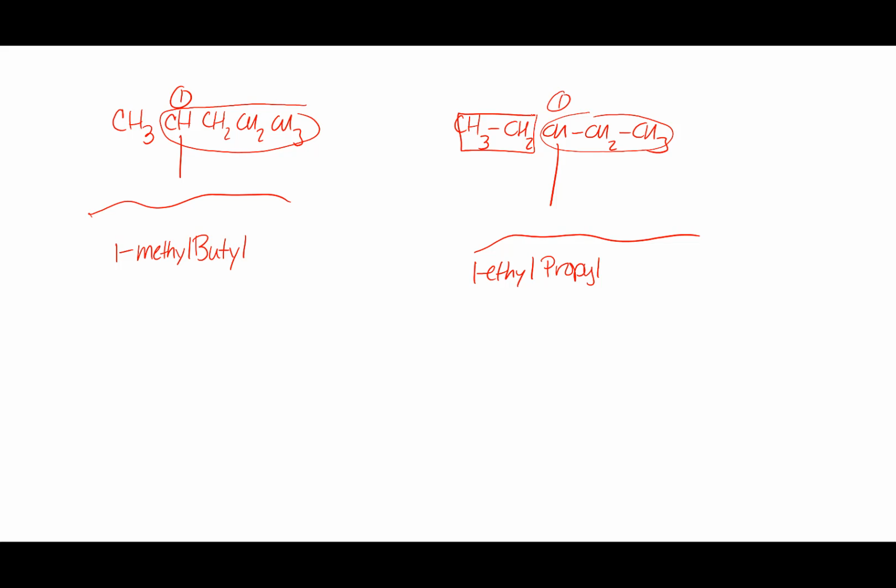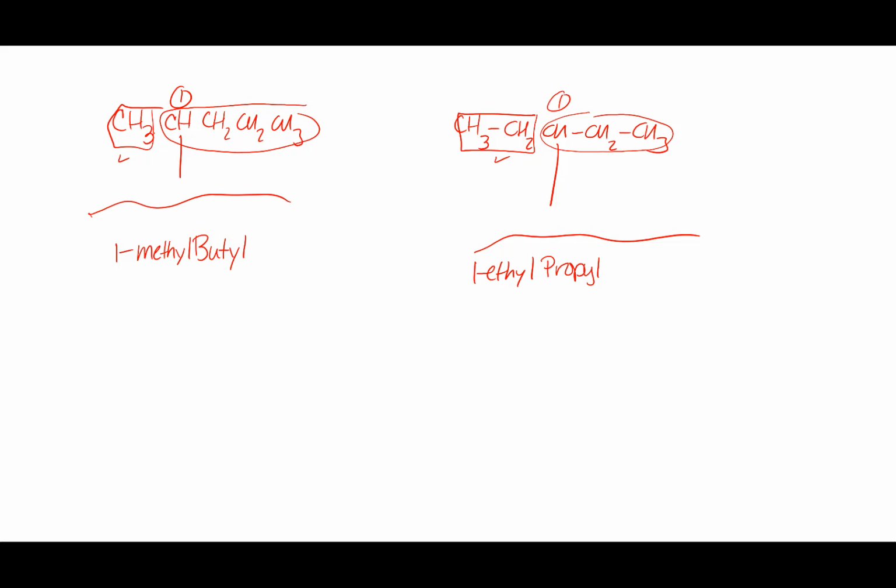So what we would do is the same thing. The numbering scheme is automatically set up for us. You start at the connection point and you find the longest chain from that connection point. You have to start at the connection point, so you can't go any farther. It's always starting at the connection point. Then what's attached to that group? Here it's an ethyl group, here it's a methyl group.